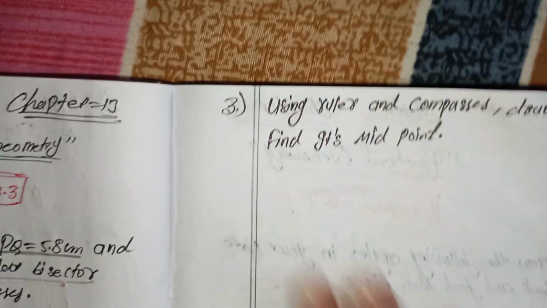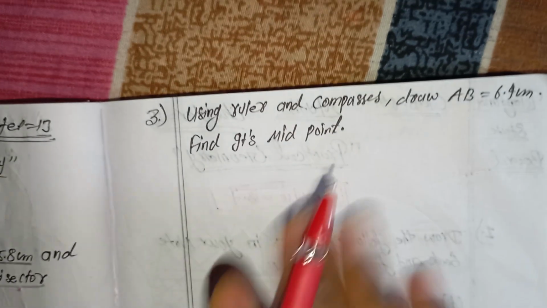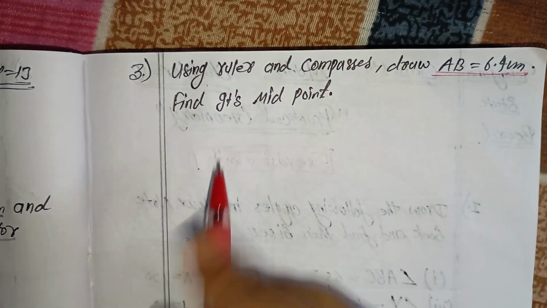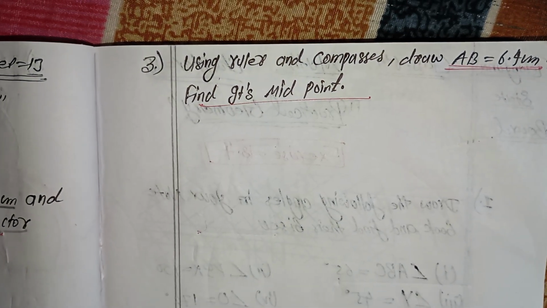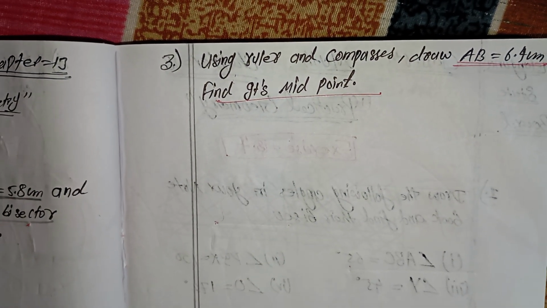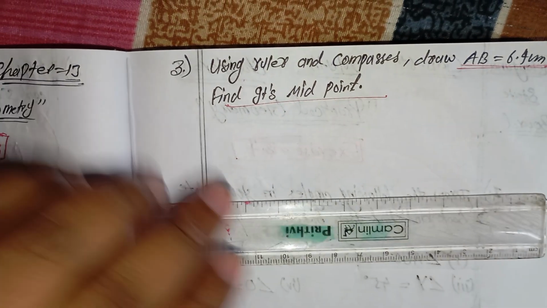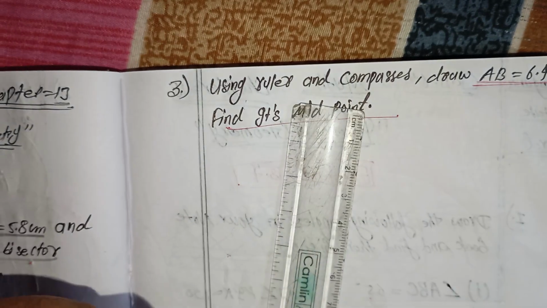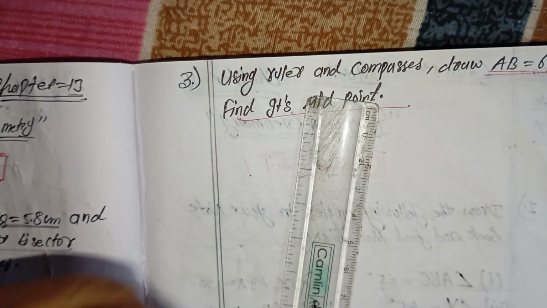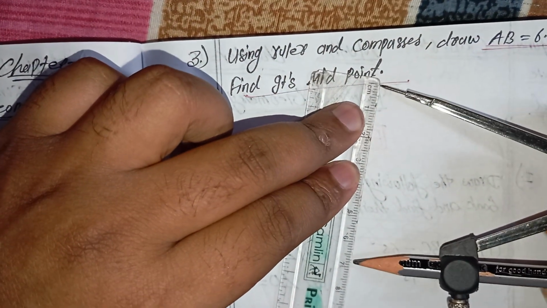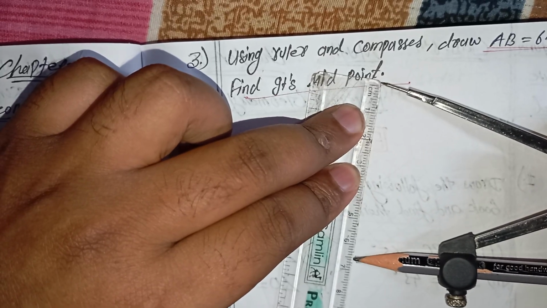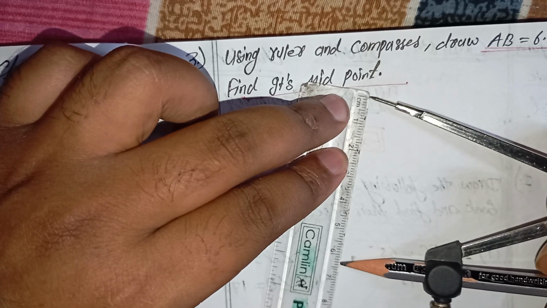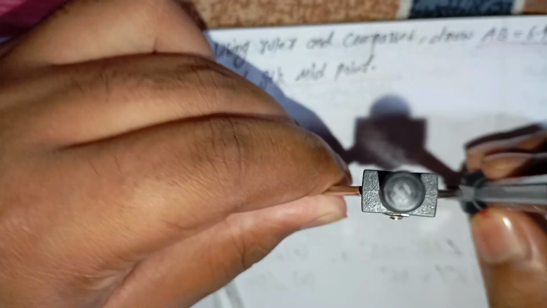This is our third question: using ruler and compass, draw 6.4 centimeter and find the midpoint. So we have to use both of these, ruler and compass. So why not we take the compass on the ruler? Generally this is our ruler, which is a scale. We have to choose 6.4, so we will start from here. This is 6 and then a little bit, 4. So this is going to be 6.4.